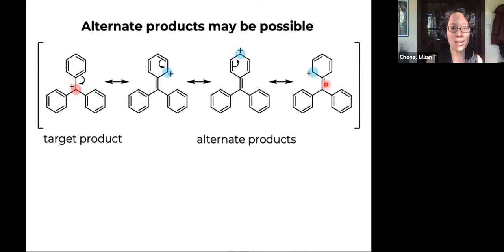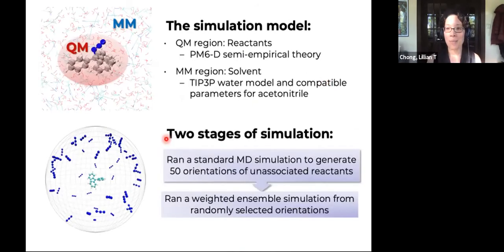How did we do this? The simulation model involved a hybrid quantum mechanical molecular mechanics model. As a first step in this direction, we used a semi-empirical level of theory, PM6-D, for just the reactants, and then treated all of the solvent, which is a mixture of water molecules and acetonitrile, classically with your usual force field parameters.